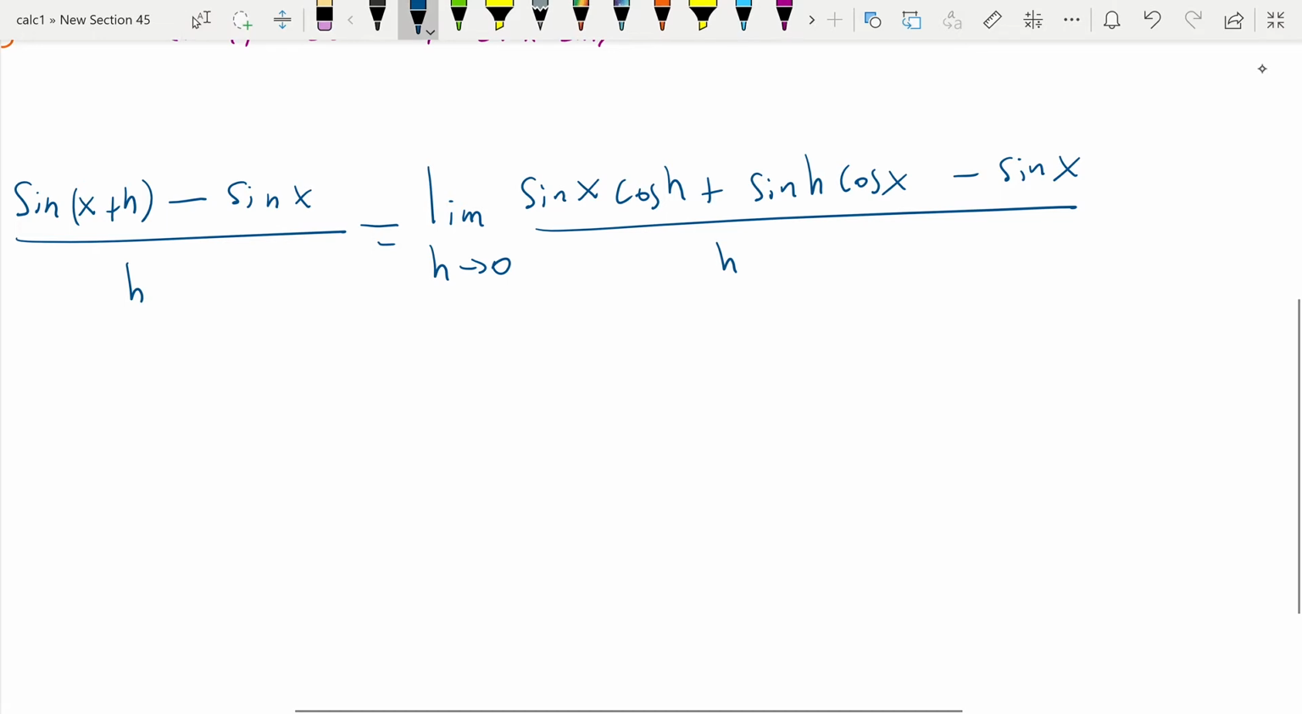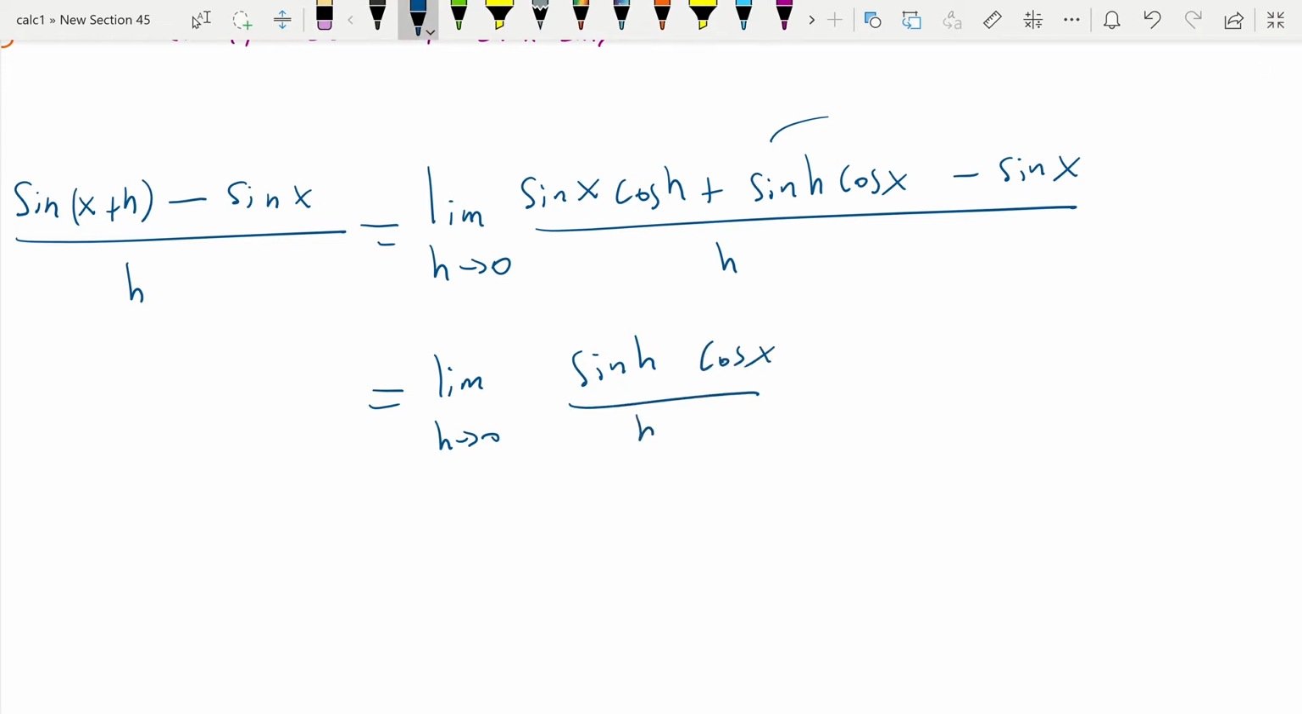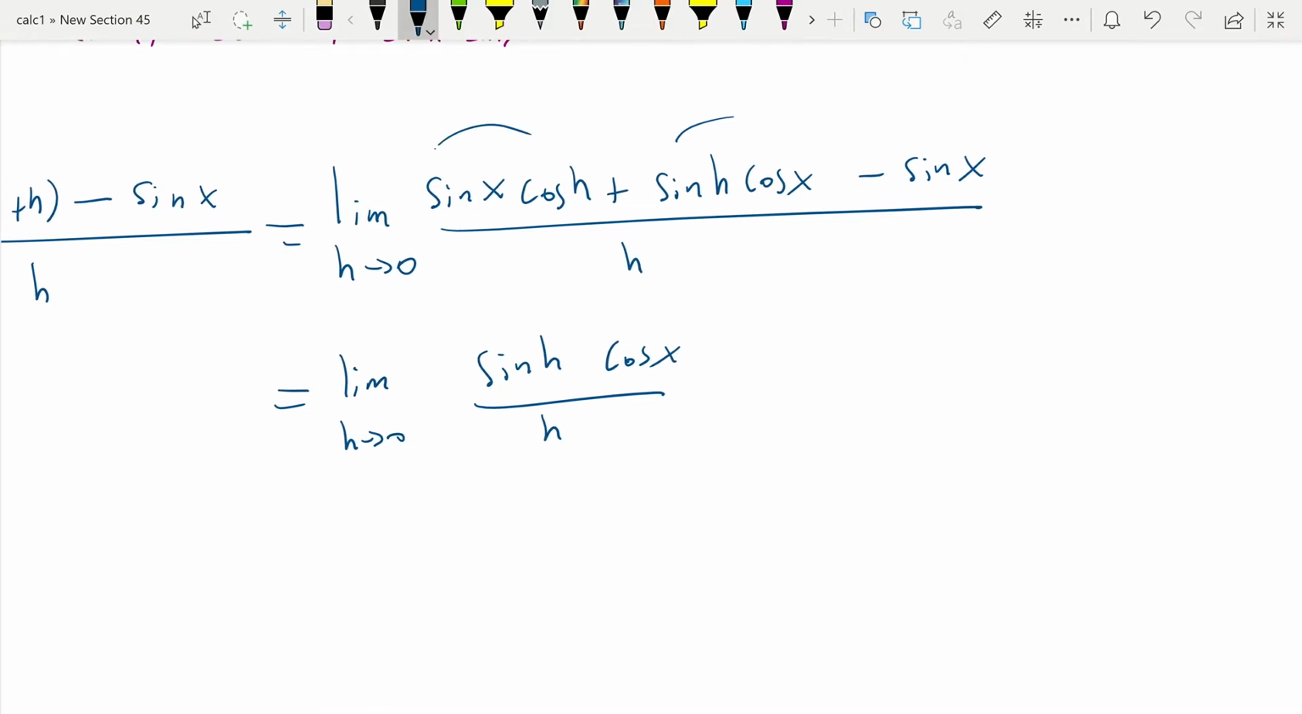This is equal to, we'll split this fraction into two. We'll set this term apart, so we'll get sine of h times cosine of x, all that divided by h, and then we'll put these two terms together somewhere else, so sine of x times cosine of h minus sine of x, all that divided by h.